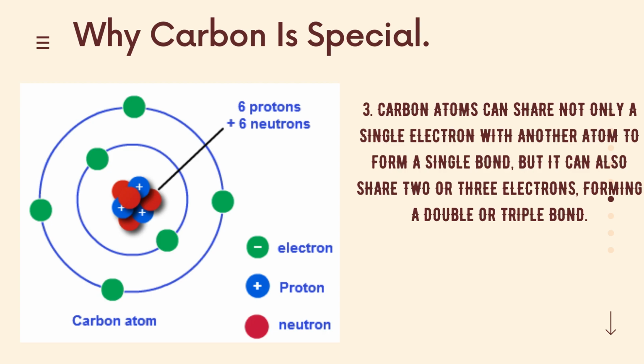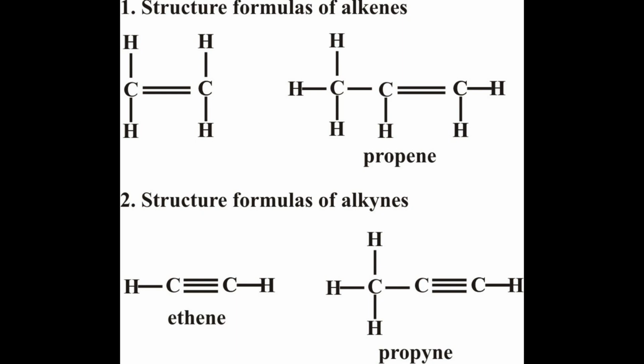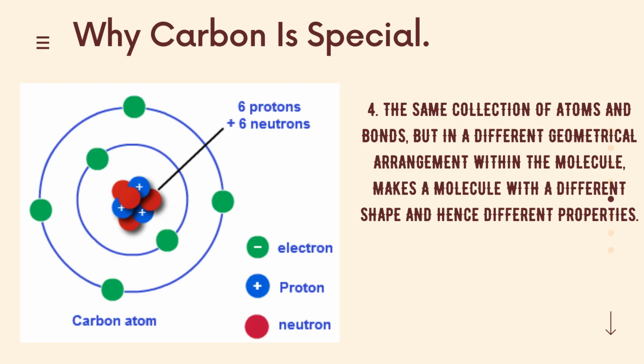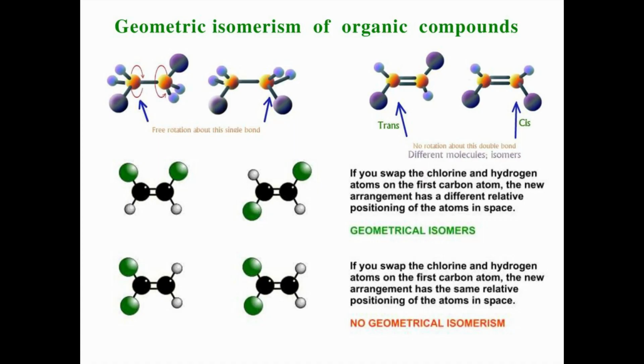The third reason is that carbon atoms can share not only a single electron with another atom to form a single bond, but it can also share 2 or 3 electrons forming a double or triple bond. This makes for a huge number of possible bond combinations at different places, making a huge number of different possible molecules. A molecule that differs by even one atom or one bond position is a molecule of a different compound. The fourth reason is that the same collection of atoms and bonds, but in a different geometrical arrangement within the molecule, makes a molecule with a different shape and hence different properties. These different molecules are called isomers.